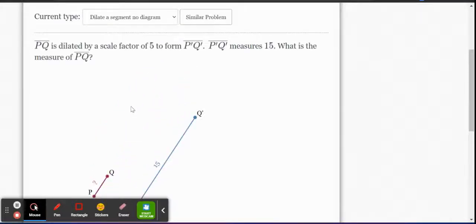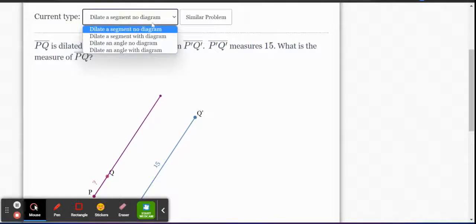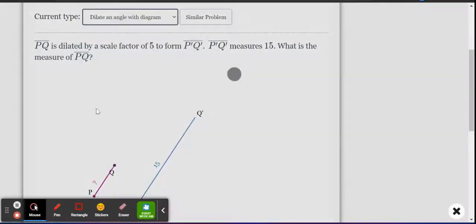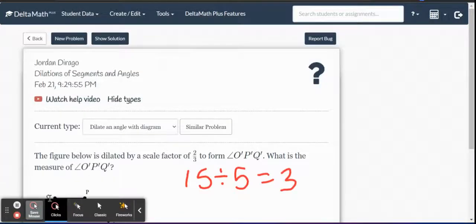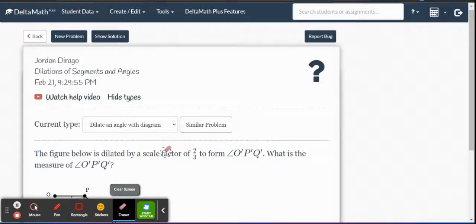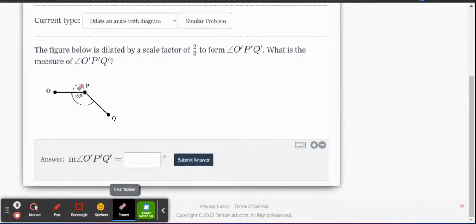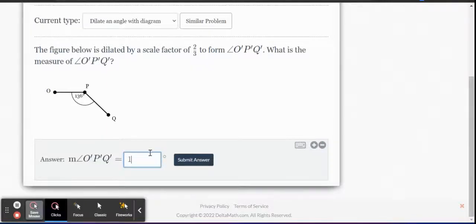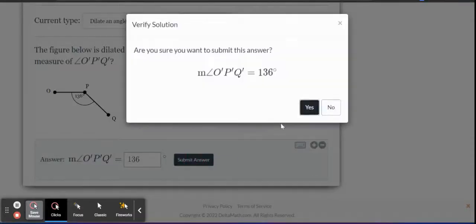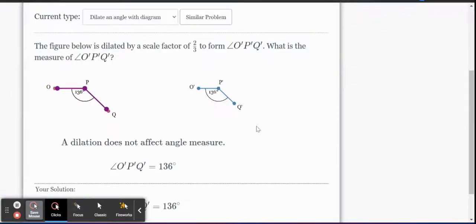Now, so that's when you dilate a segment. Now, an angle is even easier than a segment, to let you know. If you dilate an angle, it doesn't matter what the scale factor is. It's going to stay the same. It's just the same exact angle. And I'll show you. Boom, it still stays 136.